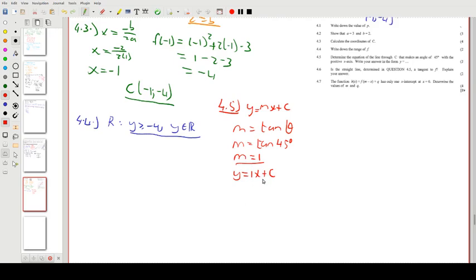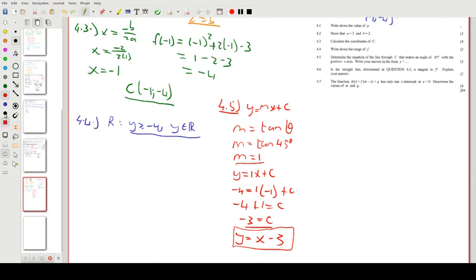What point can we substitute? Well, they told us it goes through C, so we can substitute C. And C is negative 4 for the y value. X is negative 1, and then we keep c. So negative 4 plus 1 equals c. That gives us negative 3 equals c. So our final equation is y equals 1x minus 3. And there is our answer for question 4.5.